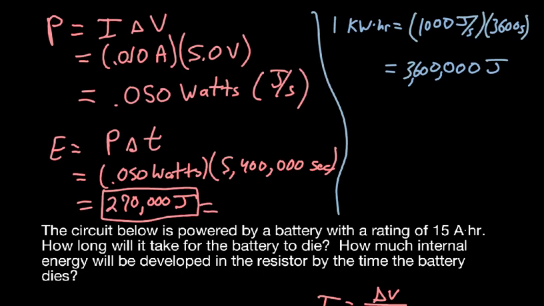So this answer can be expressed then, if I divide 270,000 by 3,600,000, as 0.075 kilowatt hours. Not much on that scale, but an equally valid way to express the amount of energy dissipated through this resistor.